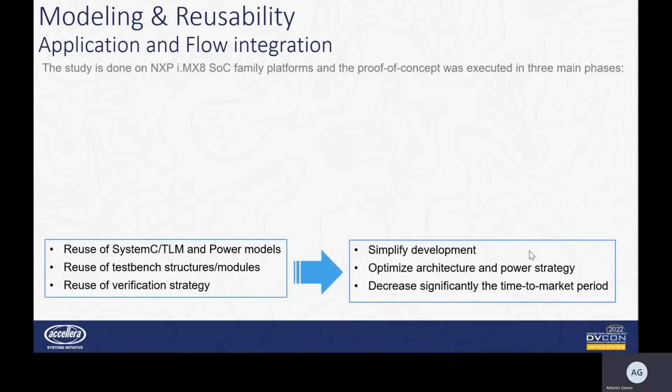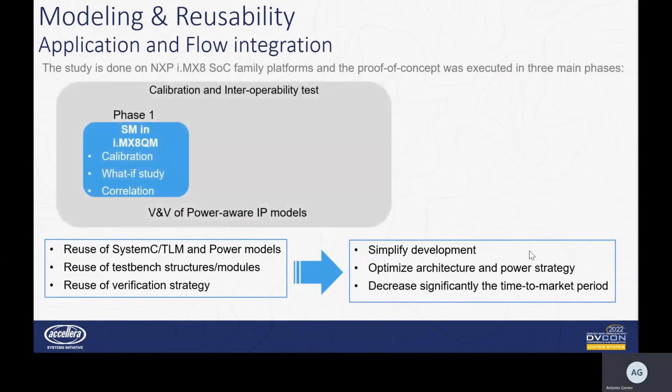This study was done on NXP SoC family platforms, and the proof of concept was executed in 3 main phases. First, we have created from scratch a reusable timing-aware behavioral model of a switch matrix interconnection subsystem used in the IMX8 QuadMax from NXP. We have described and calibrated its power model, and we have correlated the results from our simulations with our silicon measurements on the same use cases.